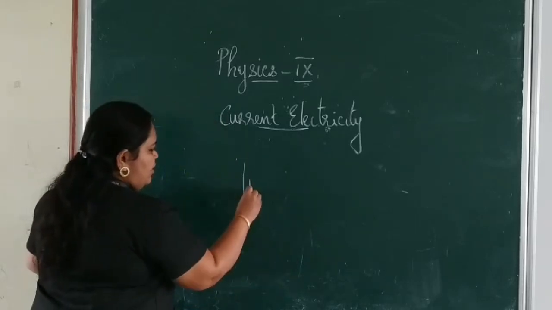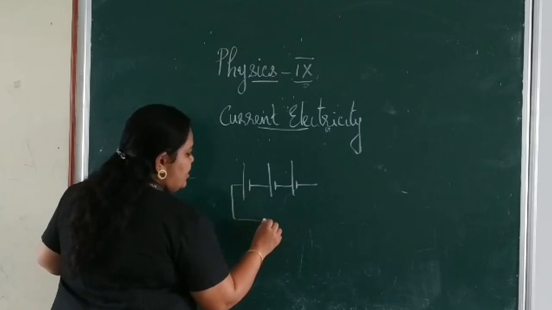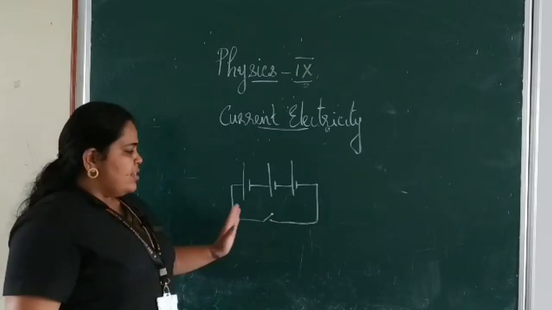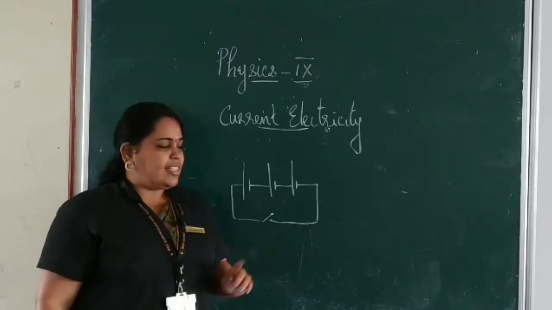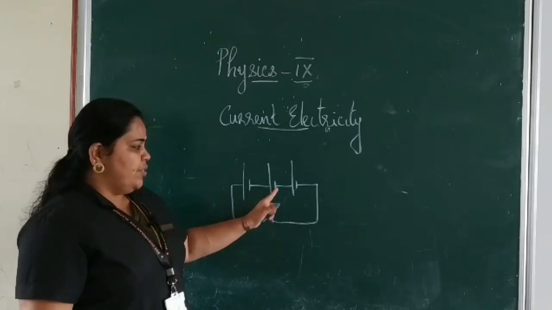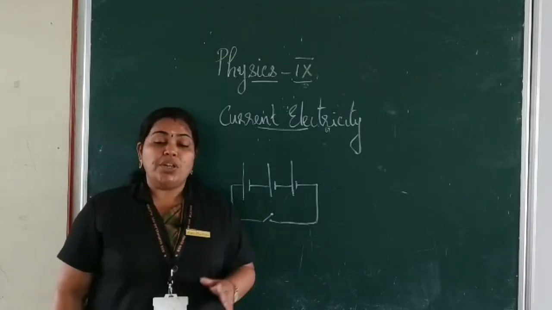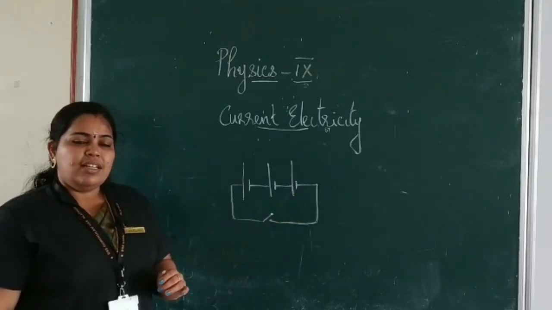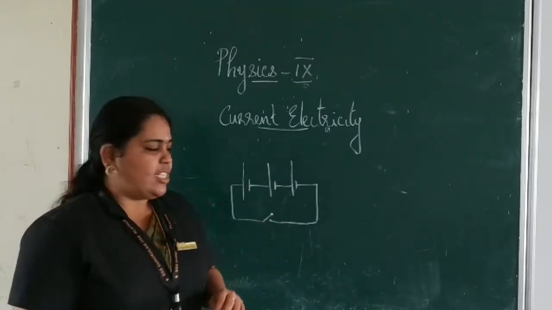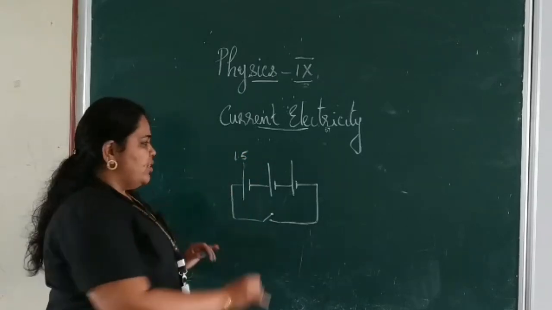Just see. Here 3 cells are connected in series. Such a connection is known as series connection. Here this is the negative terminal. Negative terminal is connected to the positive, positive, negative, like that it goes on. Okay, so how will you find out the total EMF of this cell? The total EMF is the sum of the EMF of all the cells. For example, the EMF of one of the cell is 1.5 volt.